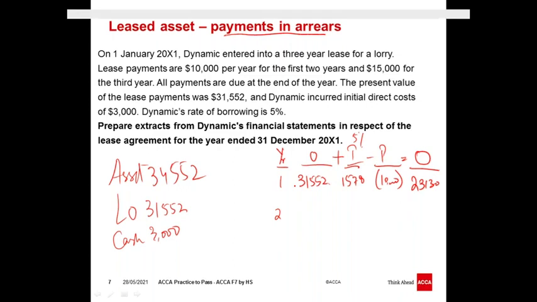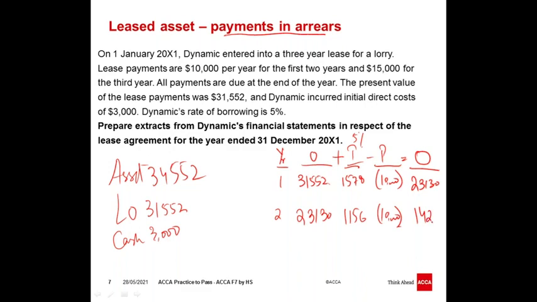So the difference between the advance payment and the arrears is that in case of arrears, you need to make the table for the 2 years. So it's 23,130 into 0.05. So the amount would be 1156. Again, the payment will be 10,000. So the obligation at end will be 23,130 plus 1156 minus 10,000. So this amount will be 14,286.